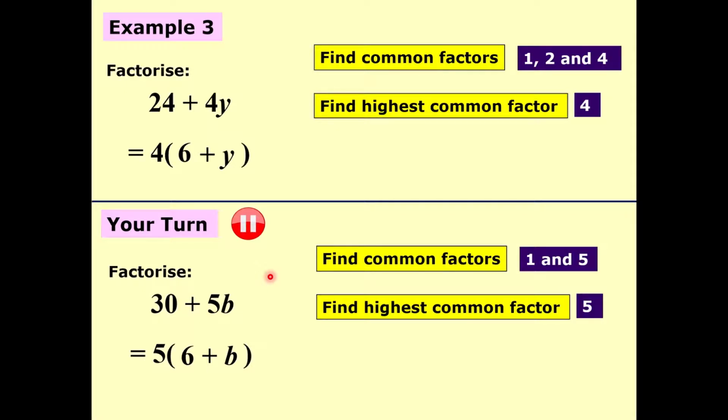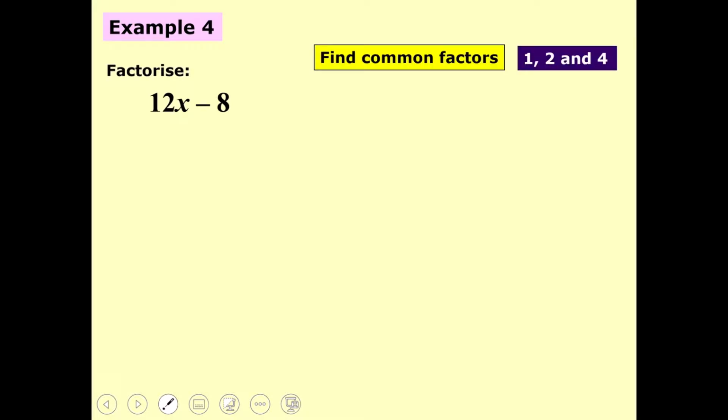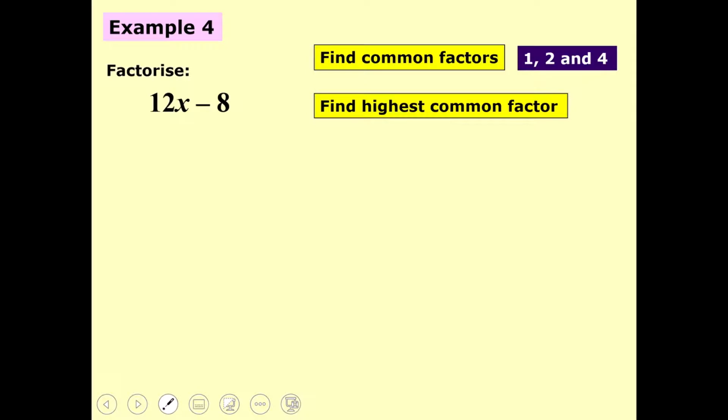Okay, example 4. This time we are going to factorise 12x subtract 8. So common factors 1, 2 and 4 this time. What is the highest common factor? Well, it's 4, and that's the number we're going to use. So we're going to write it on the outside of our bracket. So 4, and then open your brackets and close them. 4 times what gives us 12x.